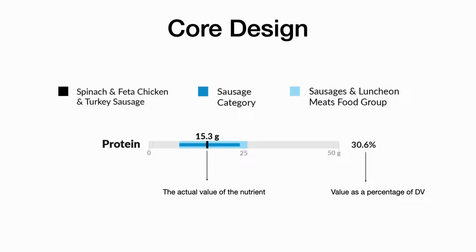Now, with this design, we can easily see that the food contains 15.3 grams of protein, which fulfills 30.6% of the daily required value. We can also see that this food is close to the middle of the protein range of foods in the sausage category or in the sausages and luncheon meat group. With this information, the viewer now knows that he or she can opt for an alternative but similar food if their protein requirement is higher or lower.